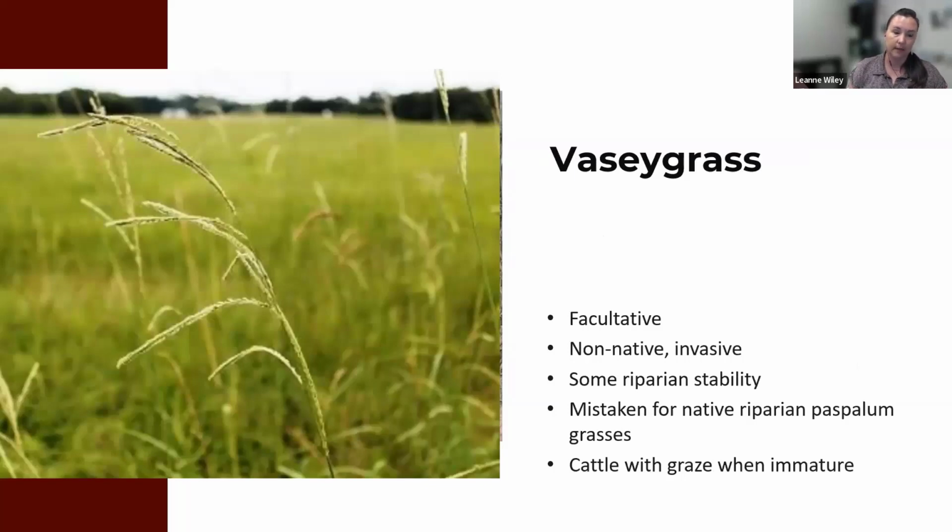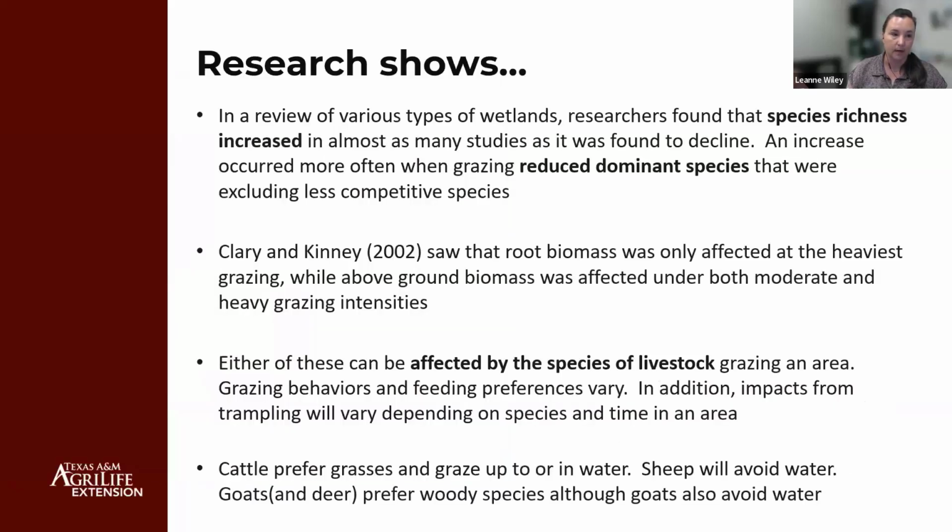Basie grass is non-native and invasive, and it's usually mistaken for a lot of our more native type plants, but it's one that cattle will graze more so when it's a mature plant. If it's grown to its more mature state, it's going to be too fibrous and it's not going to be very palatable for those livestock.